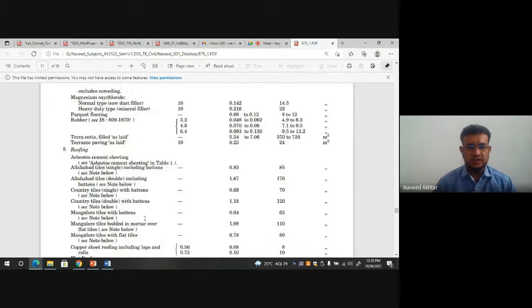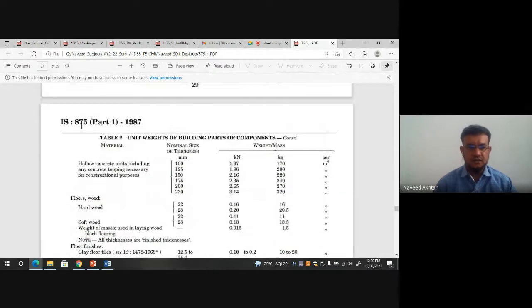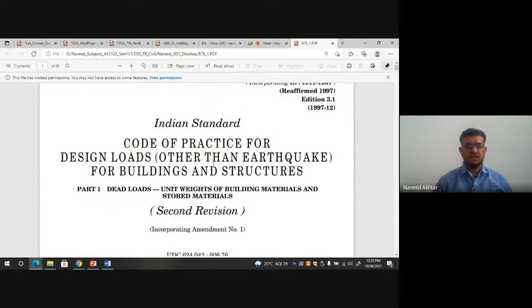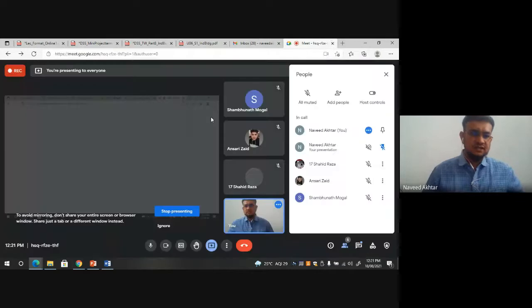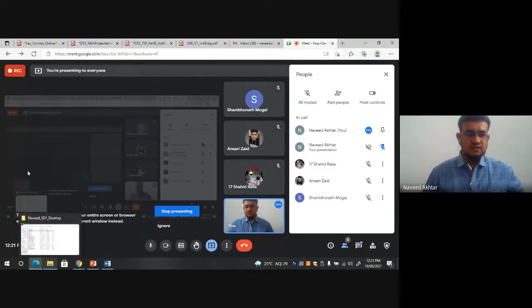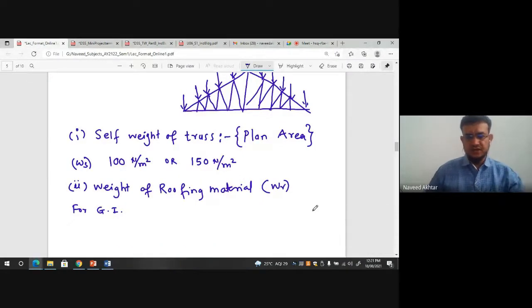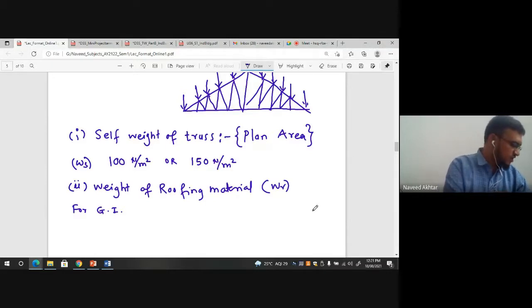This exact dead load you can take from IS 875 Part 1, dead loads, unit weights of building materials and stored materials. From this code you can take your dead load. I think you are understanding. We will complete this vector analysis today, and then for the main load we will go to the next lecture.